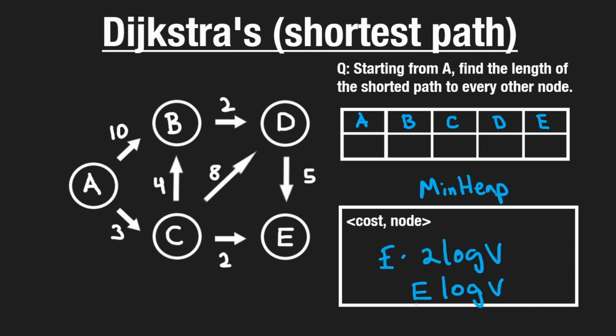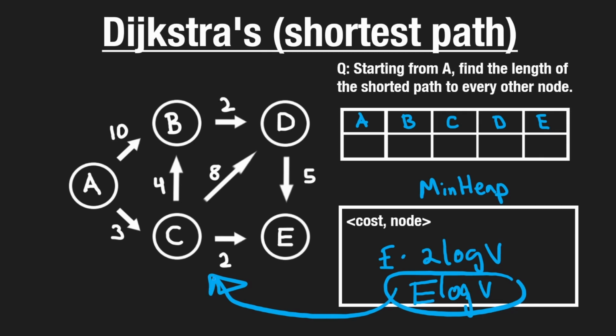And sometimes you might even see it be written as V squared times log V, but I think that's a bit less precise, because we might not necessarily have V squared edges in the graph. So I think probably the most correct way is E log V. That's, I think, the most common way you'll see this written, the time complexity for Dijkstra's algorithm.